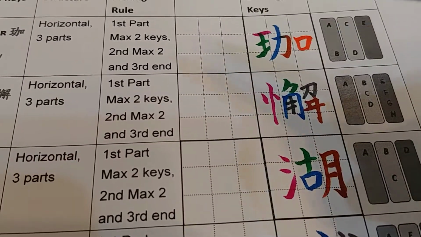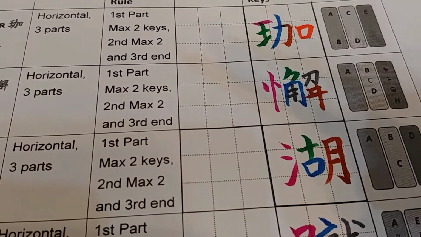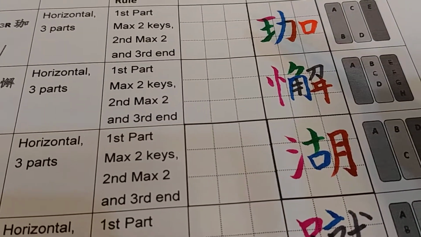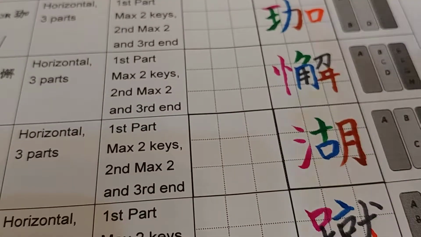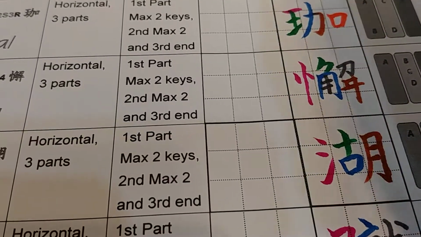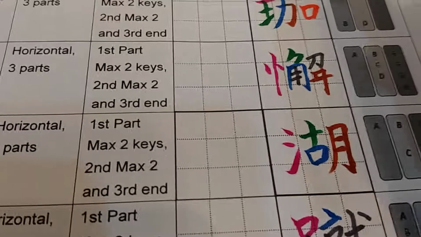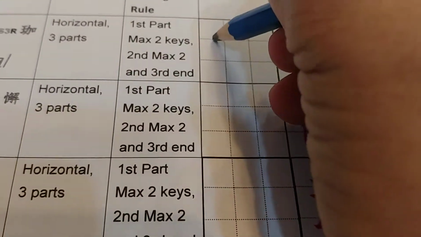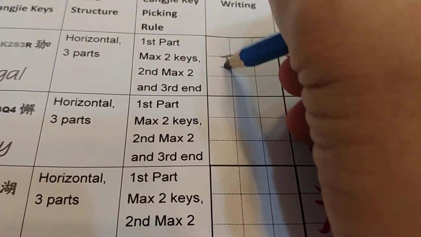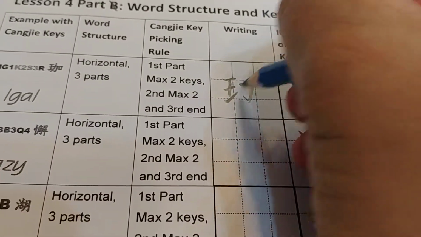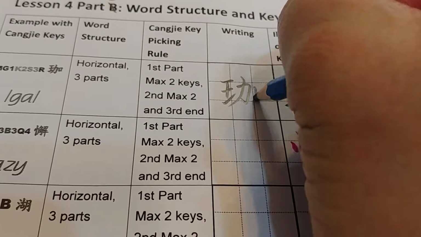This is a three-part structure of the Changjie input method. Okay, this is the horizontal three parts. Okay, the first example, we write the left hand side first, and then the middle one, and the right one.